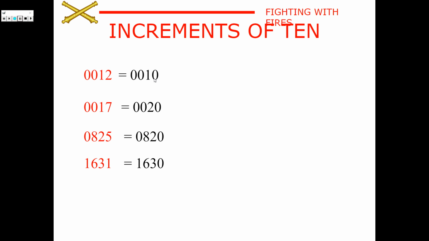So you won't give a direction smaller than 10. In this example, we round 12 to 10. We round 17 to 20. We round 825 to 820. And then 1631 to 1630.